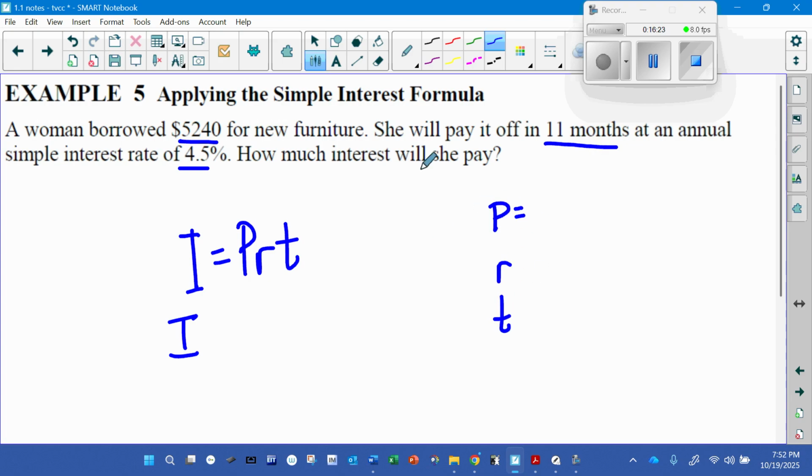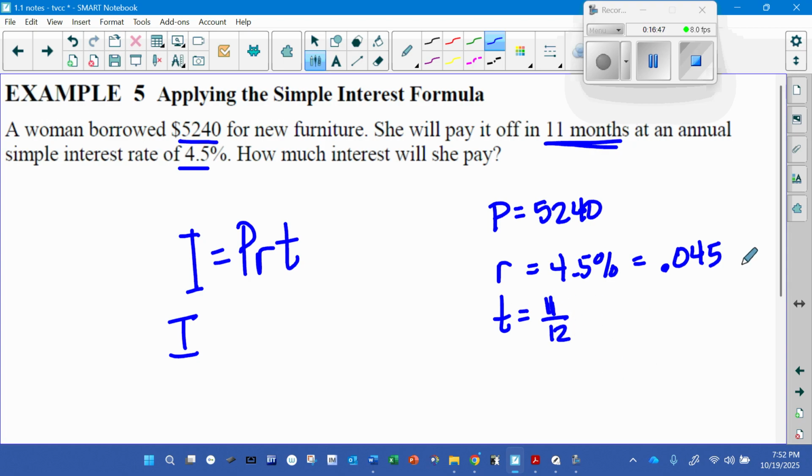So the principal is the amount she's going to borrow. Her rate is 4.5%. Please don't forget, whenever you have percentages, you have to move that decimal. So that's going to be 0.045. And time is in years. So this is 11 months. So 11 out of 12 months. So 11 out of 12 months would be how long? And I'm going to make that 11 look more like an 11.